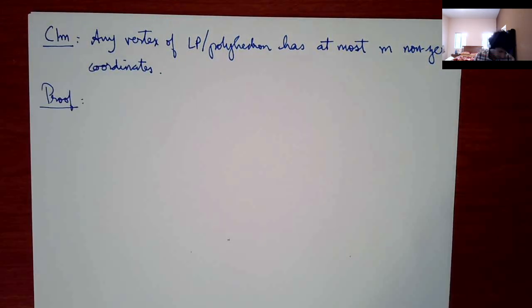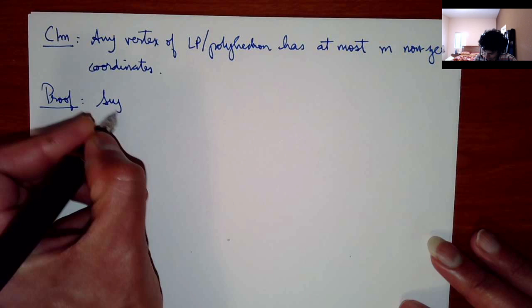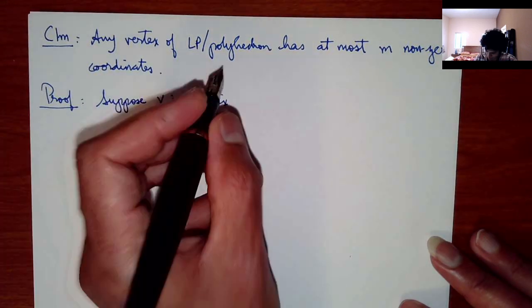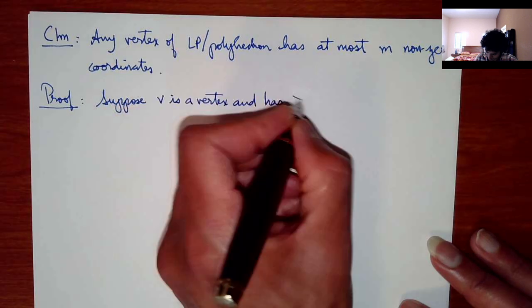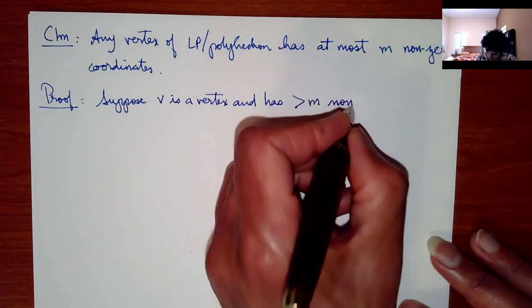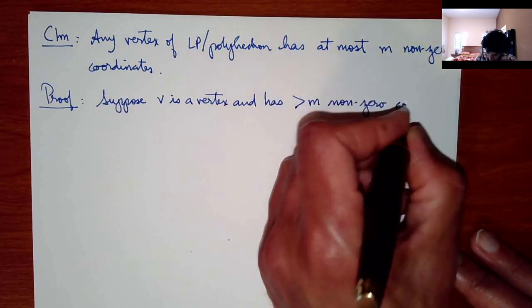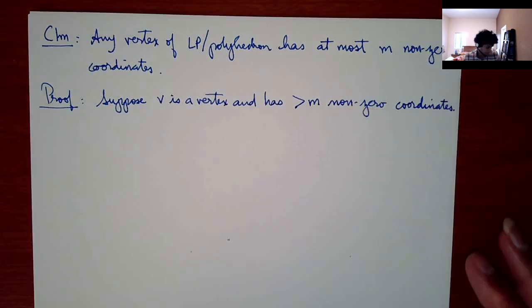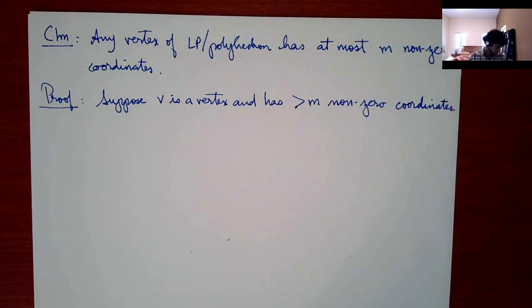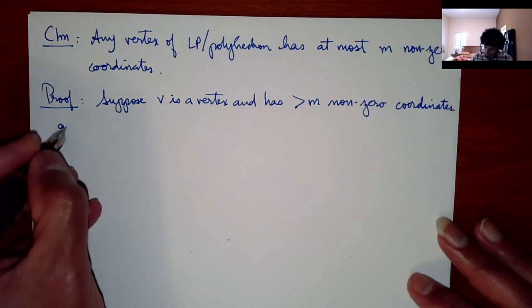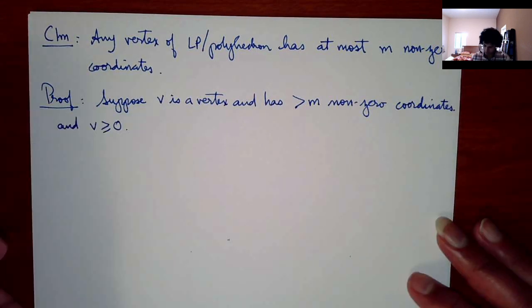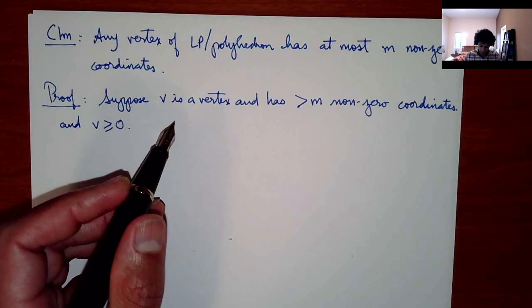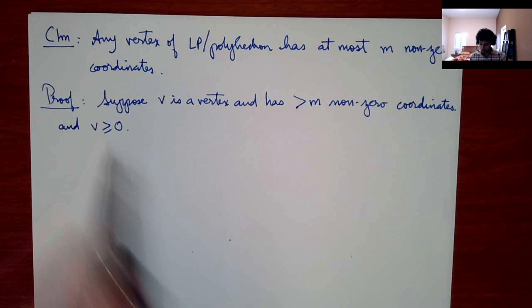Suppose V is a vertex and has strictly greater than m non-zero coordinates. And V is greater than or equal to 0, right? Because V is a vertex of the polyhedron. So it has more than m non-zero coordinates, and V is greater than or equal to 0.